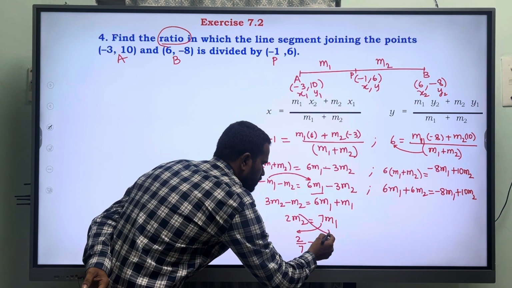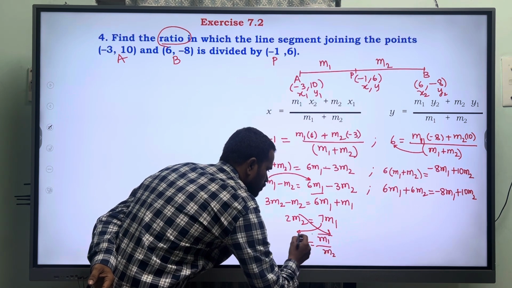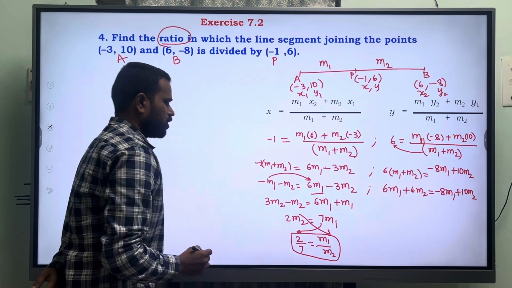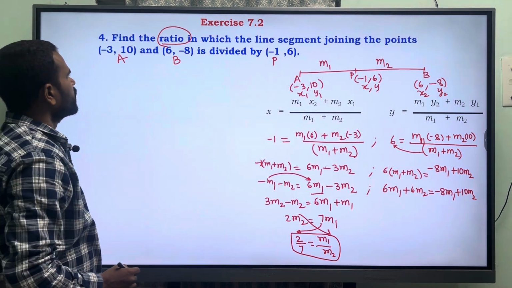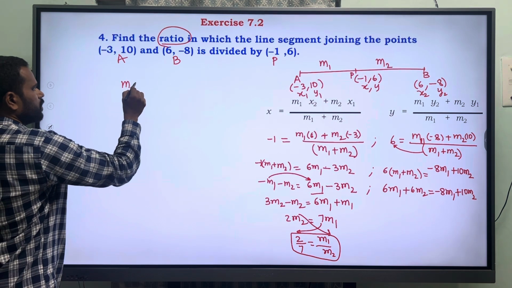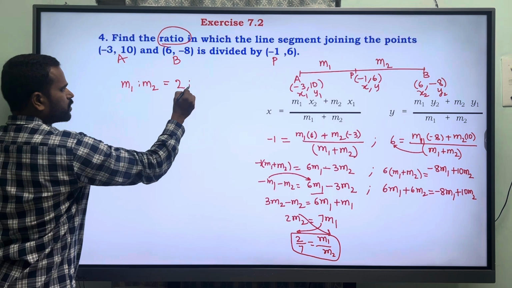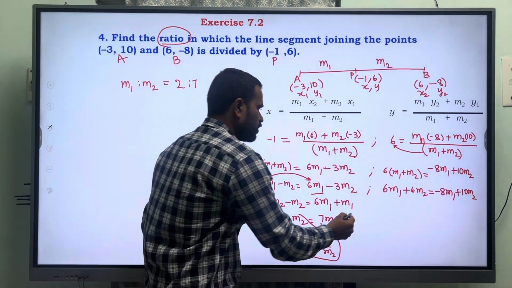Send this m2 to the other side. m1 is already here, by m2. So m1 by m2 ratio, how much? 2 by 7. So what is the ratio? m1 is to m2 is equal to 2 is to 7. If you solve this one also, you will get the same.